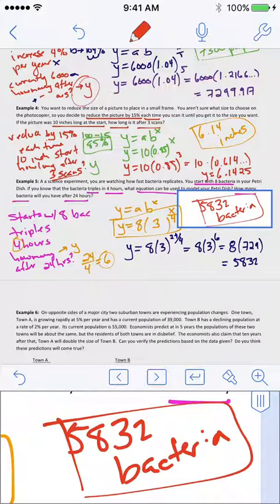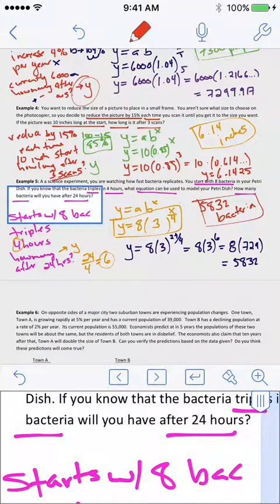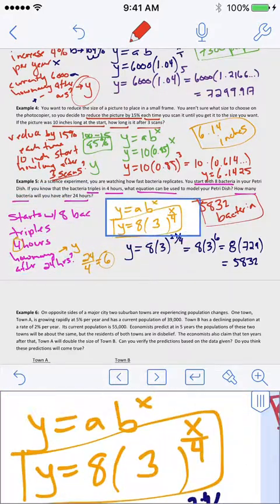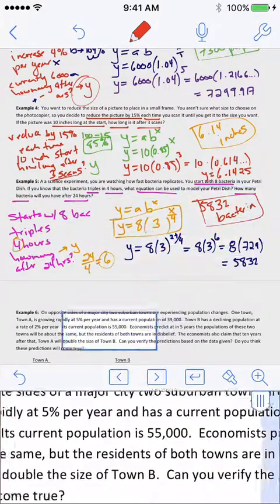Hopefully that makes sense, or if you have any questions, make sure you pause the video. But as you can see, it makes a lot of sense, right? What parts do you need? Plug them in, solve. Cool.